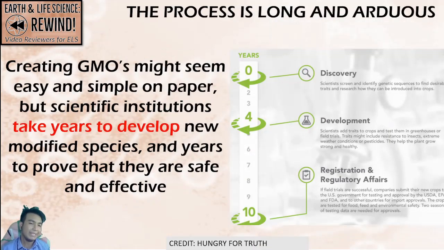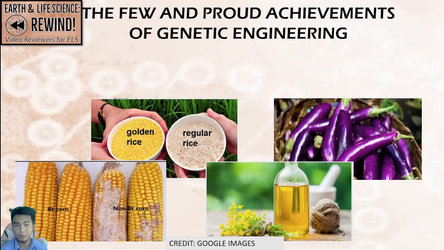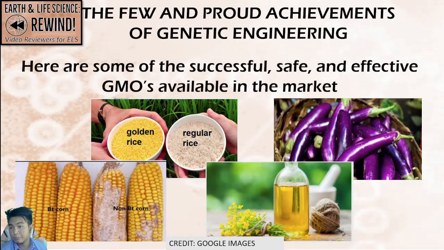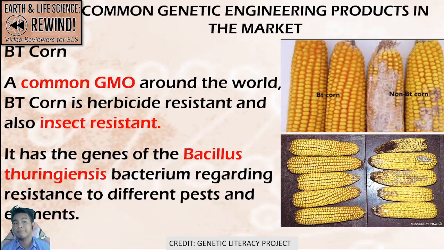It might seem easy and simple with those 4 steps, but scientific institutions take years to develop a modified species, a GMO, and years to prove that they are safe. It takes almost a decade to produce one GMO. But here are some of the successful, safe, and effective GMOs available already in the market. Let's start first with the Bt corn.